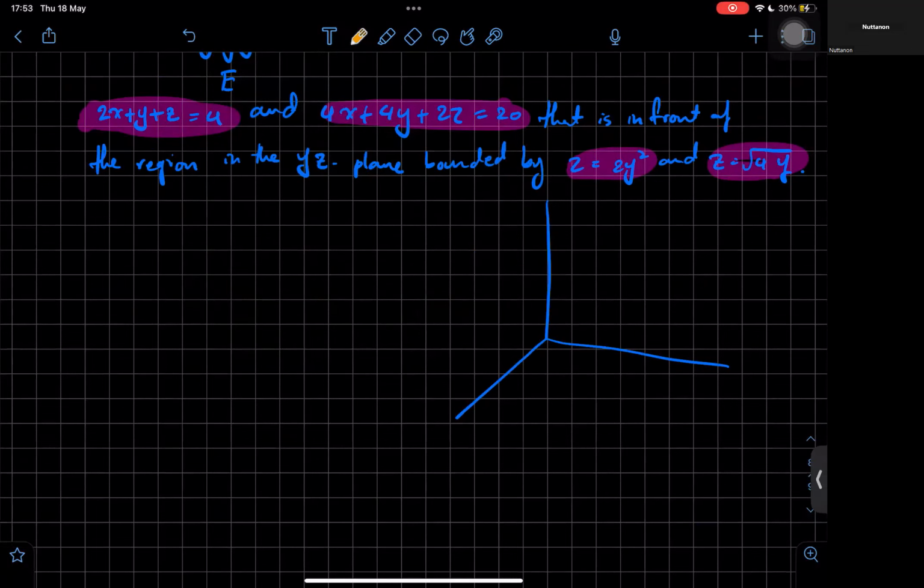Because if I let x equal to 0, I get y plus z equal to 4, right? That will be something like this. You get some kind of triangle. This is not to scale, I would say. And another one, you're going to get a similar shape. So you get that it has two planes. I hope you get the idea.